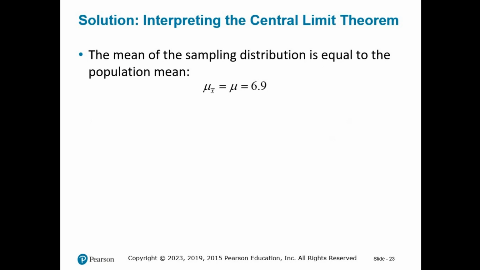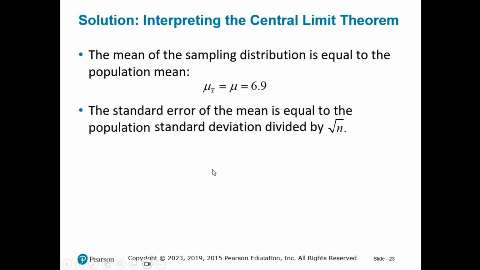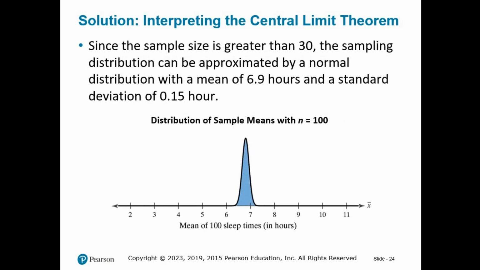So they gave us the population mean, so because of the theorem, we know the sampling mean to be 6.9 also. For the standard error of the mean, we just plug into the formula the population standard deviation, which was 1.5, and the square root of the sample size, which was 100. We get 0.15 as our sample standard deviation. Here's what the graph would look like. Notice the variation is very narrow because the standard deviation is only 0.15.